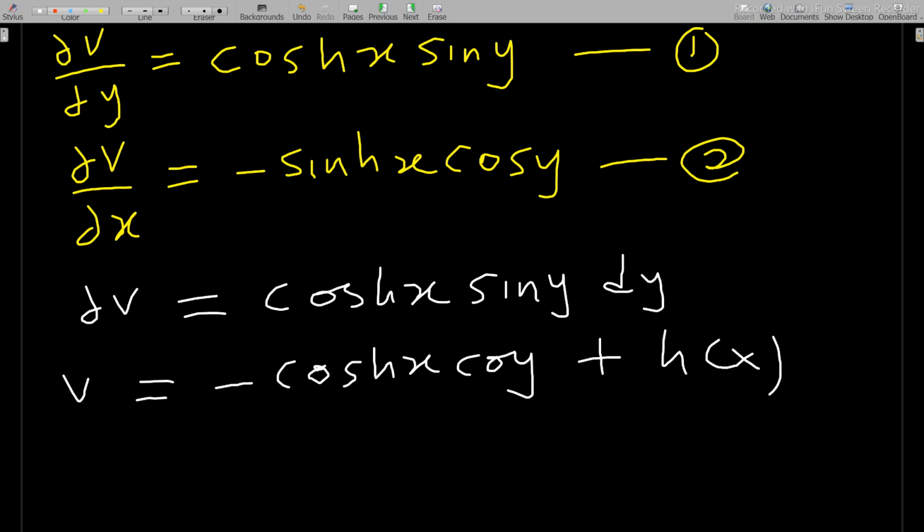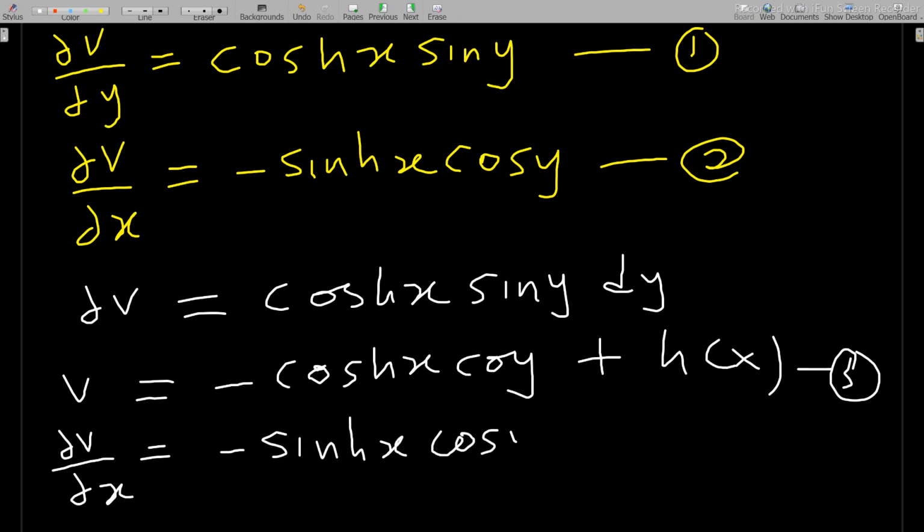Okay, so like we did for the first one, you go ahead and differentiate this new equation, let's call it equation 3, with respect to x again. So del v del x here will give us, when I differentiate everything with respect to x, I have only cos x here, so I'll get minus sin x cos y. Okay, here is actually cos y. Let me erase that for you. This one is supposed to be cos y, then plus h prime of x here.